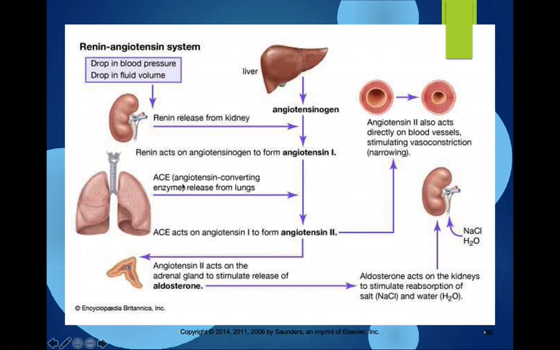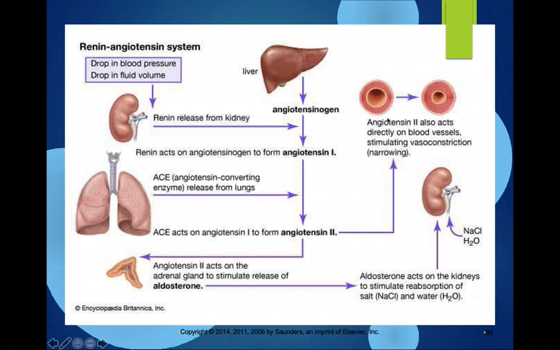Angiotensin 1 goes into circulation, gets into the lungs where we have ACE, angiotensin converting enzyme, that converts angio 1 into angiotensin 2. And angiotensin 2 has many effects, one of which stimulates aldosterone. Aldosterone is going to allow the body to hold on to sodium chloride. When you hold on to salt, you retain water. When you hold on to salt and water, blood pressure goes up.